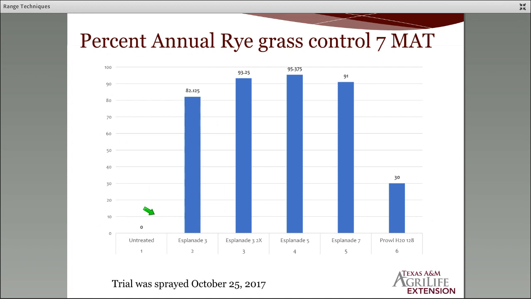This is some annual ryegrass trials done back in 2017. We sprayed it in October for annual ryegrass control at 7 months after treatment. You can see we put it out at 3 ounces, 3 ounces applied twice, 5 ounces and 7 ounces. We compared it to Prowl. Prowl H2O is currently the gold standard. There was no comparison. Esplanade, indaziflam, Resilon, whatever name you call it by, has a lot greater performance than Prowl H2O.